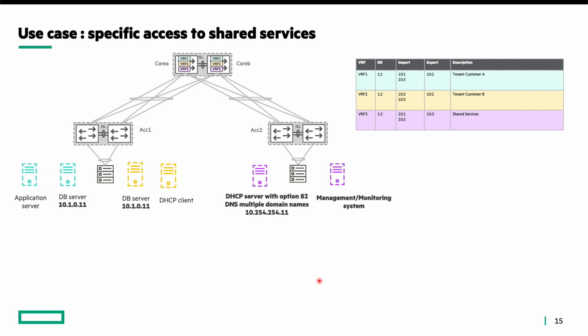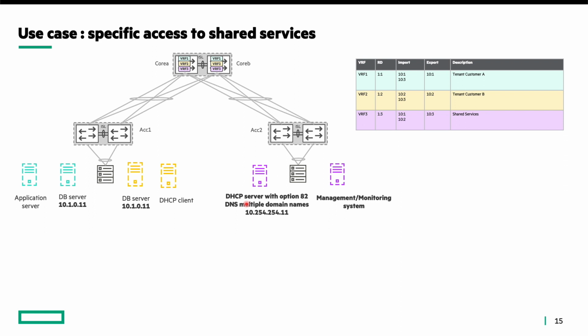Now let's look a little bit at the use case for these features. Let's take an example: a big campus, which can also be a data center, with different VRFs here. The purple one will be the shared VRF. We can imagine we have a DHCP server with option 82, which is able to provide information about the VRF, and the DNS.